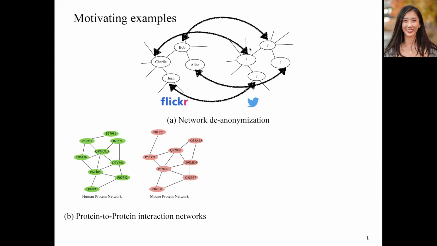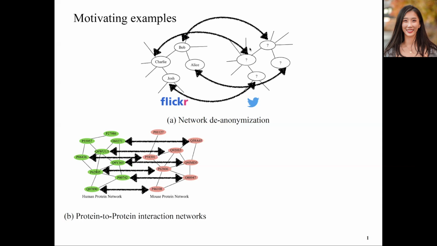The second example is biology. Each network represents a protein-to-protein interaction network. The node represents the protein. The edge represents the existence of an interaction between the two proteins. The first network corresponds to the protein network in the human body. The second network corresponds to the protein network in mouse. Then by applying the graph matching technique, we can identify proteins with similar functions across the two species.